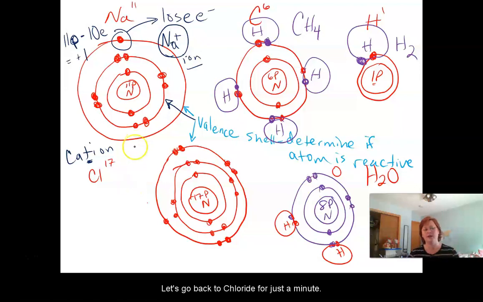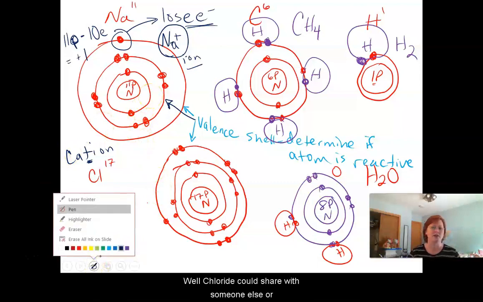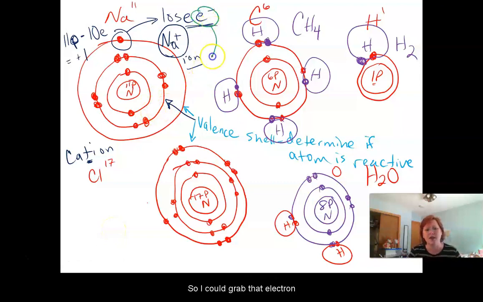Now let's go back to chloride for just a minute. We said the chloride could share with a hydrogen, but remember way up here, this guy just ditched an electron. He got rid of it, he doesn't need it, he threw it on the ground. It was a piece of candy he didn't want. Well, chloride could share with someone else, or why share when there's a perfectly good electron just laying on the ground? Nobody's using it, it's still in the wrapper, mom won't notice, right? So I could grab that electron and take it for myself.